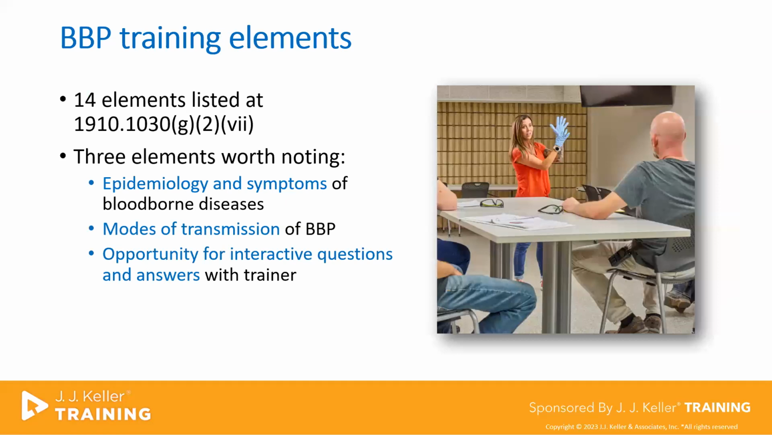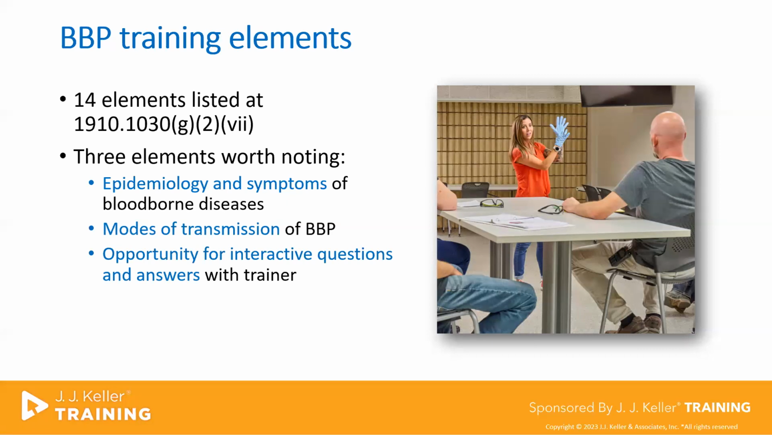Two of the elements call for a general discussion of bloodborne diseases with specific emphasis on the epidemiology, symptoms, and modes of transmission of HBV and HIV. Epidemiology has to do with the prevalence and causes of a disease. Modes of transmission relate to the route in which a pathogen is spread. You must convey the idea that a number of bloodborne diseases other than HIV and HBV exist, such as hepatitis C. But at the same time, you don't need to cover uncommon diseases unless it's appropriate. For example, for employees working in a research facility with a particular pathogen.